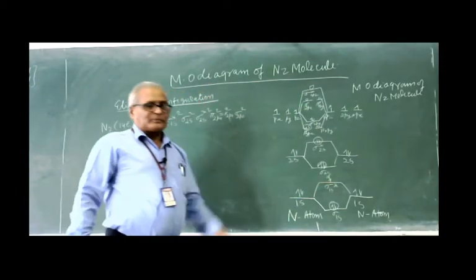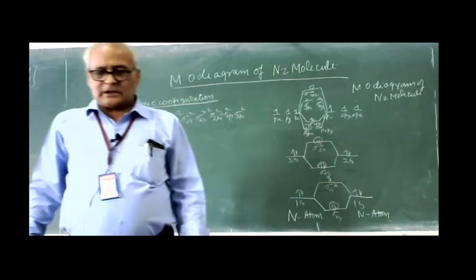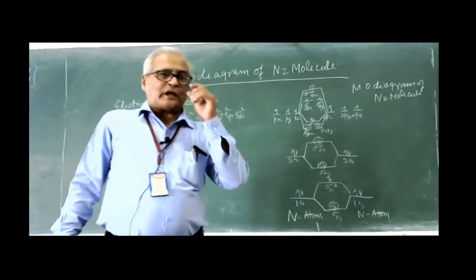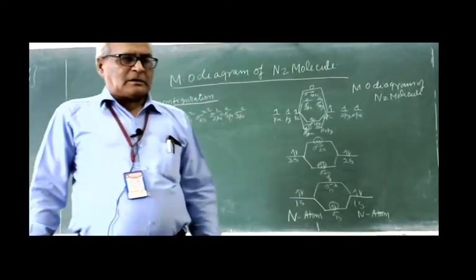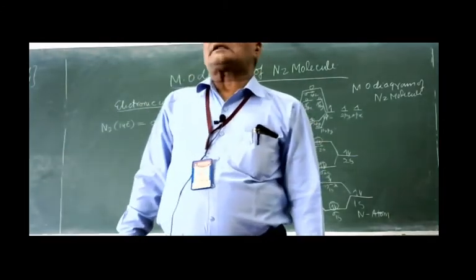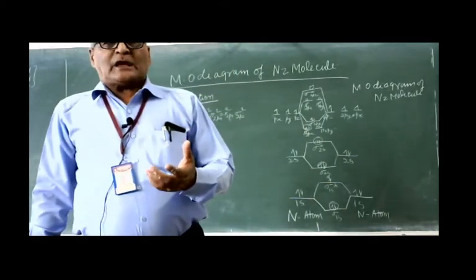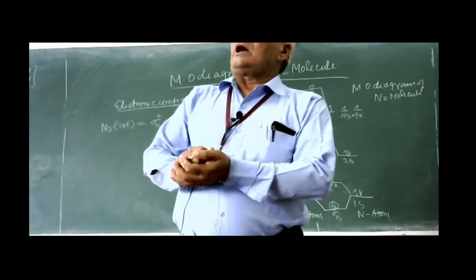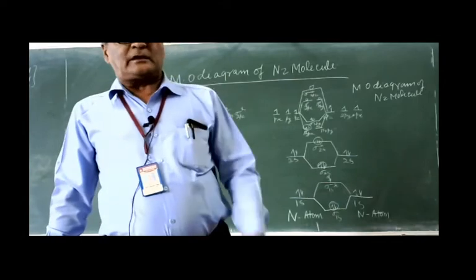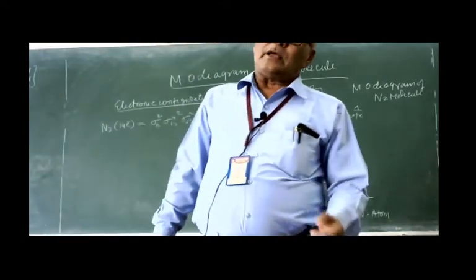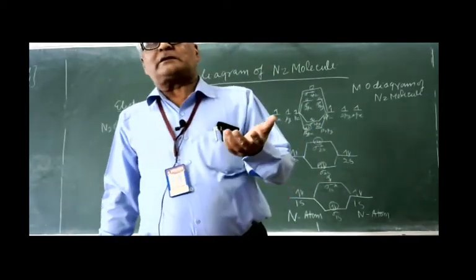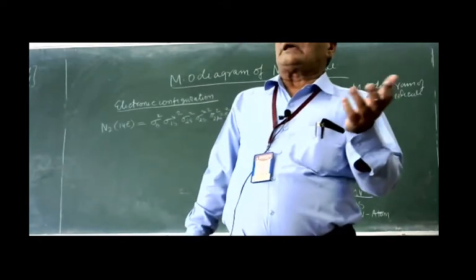So this type of diagram is called the molecular orbital diagram. Now, the second thing I want to say is how we can understand the magnetic character of the molecule. This is the most important feature of molecular orbital theory, that very easily we can understand the magnetic character of the molecule. Valence bond theory could not explain the magnetic character according to the electronic distribution.